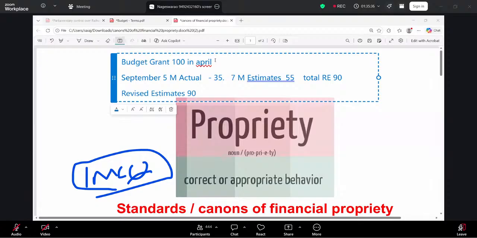Budget grant we received was 100 rupees in April, but in September we reviewed. In that review, 5 months actual expenditure of 35 rupees is already incurred, and now we estimate 55 rupees is required for the next 7 months. That means the net required is only 90 rupees, so 10 rupees is surrendered. Suppose it is 75 rupees, then it is 110, then 10 rupees revision. So this is called budget review.